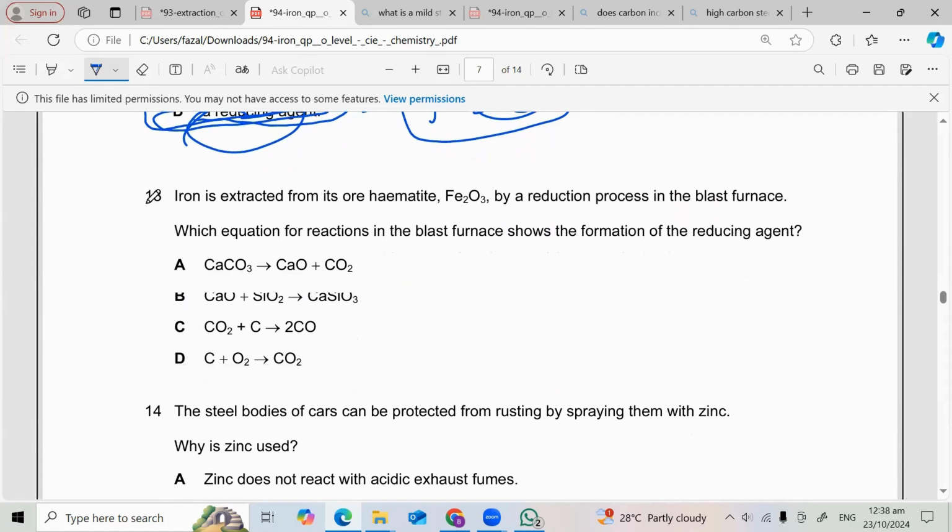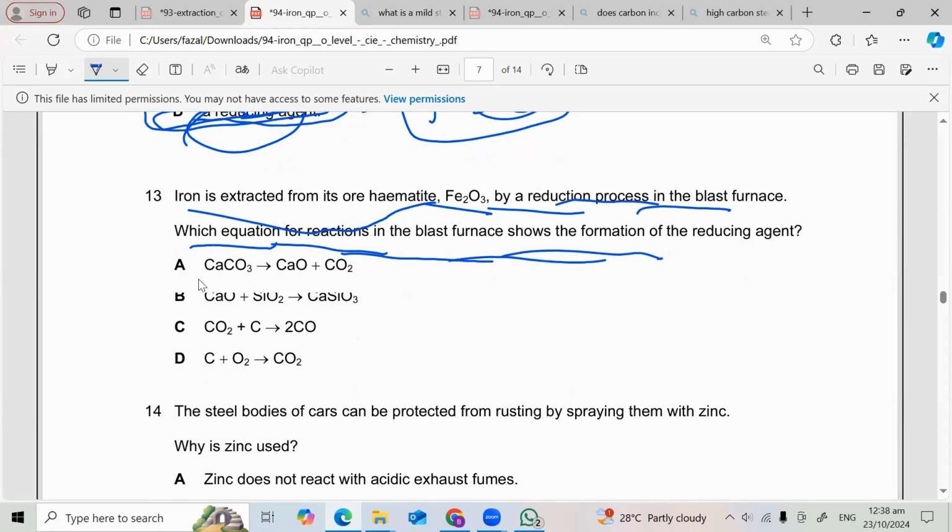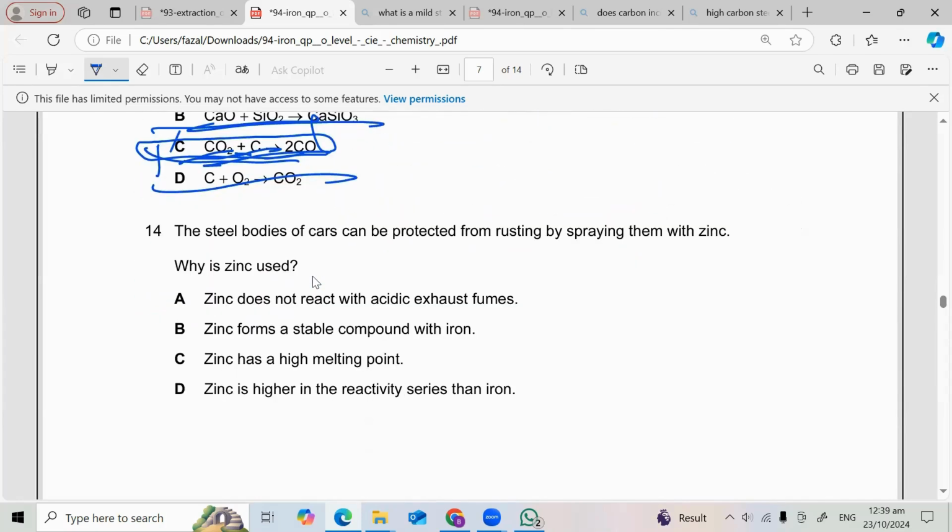Now let's move on to this. Iron is extracted from its ore hematite, Fe2O3, by a reduction process in the blast furnace. Which equation for a reaction in the blast furnace shows the formation of the reducing agent? The reducing agent is formed when carbon dioxide reacts with carbon and forms CO. So C is the correct answer.